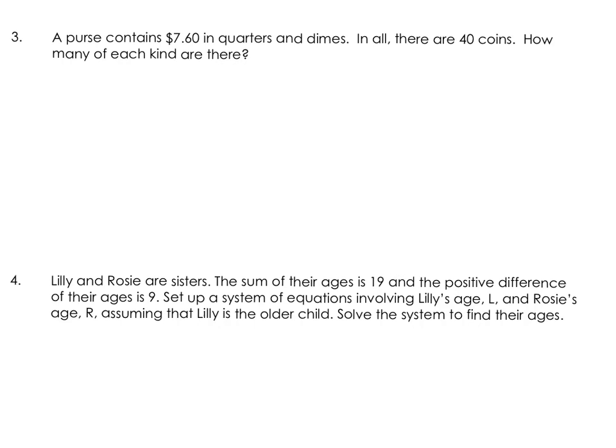Okay, the next question says that a purse contains $7.60 in both quarters and dimes. In all, there are 40 coins. And then the question says, how many of each kind are there? Well, I had already boxed in two totals here, $7.60 and 40 coins. So again, that is my clue that this is going to be a system. So I'm going to have two variables, let x equal the number of quarters, because there's two amounts I don't know, the number of quarters and the number of dimes.